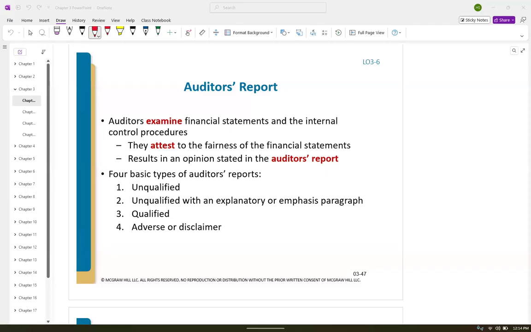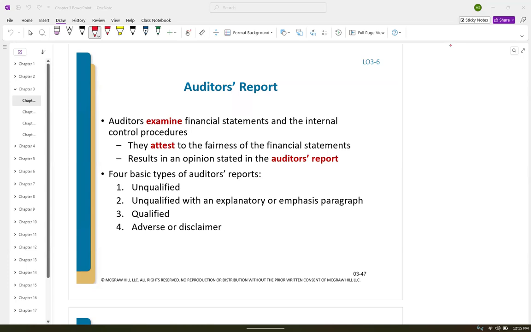All right, so the next thing we're going to talk about is the auditor's report. We will talk about this in a lot more detail when we get to audit. But first of all, let's just talk about an audit. When we're talking about an audit in this realm, we are talking about a financial statement audit, not an IRS audit. There's lots of different kinds of audits, but we're talking about a financial statement audit.